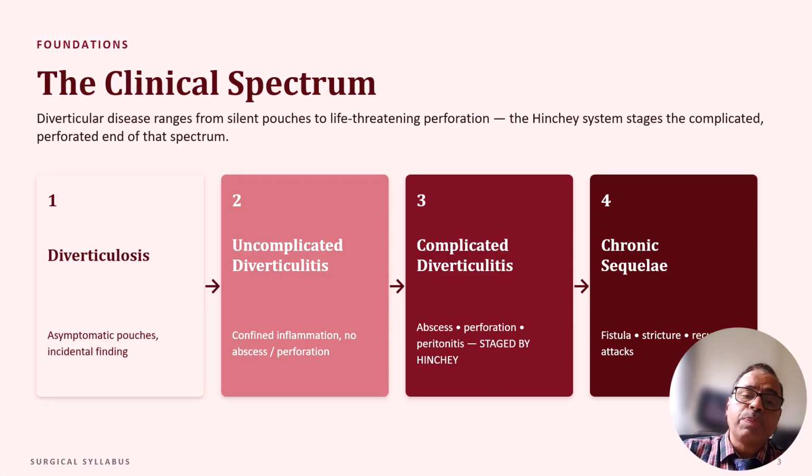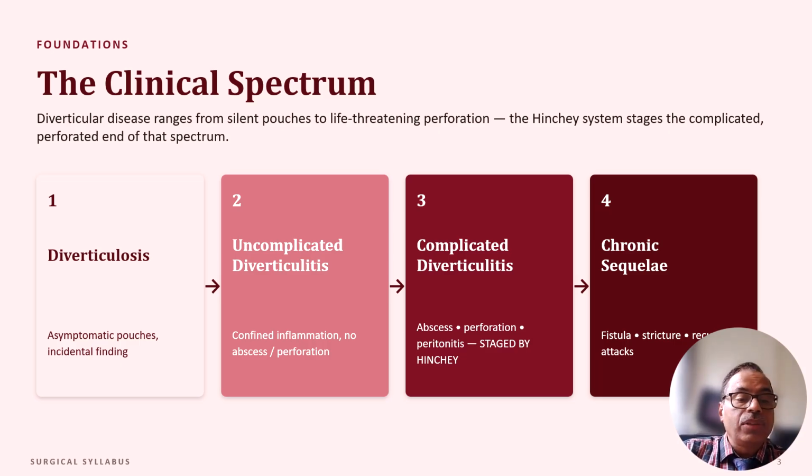Now, there is a wide spectrum of diverticular disease, which can range from a silent, incidental finding on investigations to life-threatening complications like perforation or lower GI bleed. The Hinchey system stages the complicated, perforated end of that spectrum. That is the most important thing. So Hinchey's grading is specifically used for the perforation of the diverticula, which we would see subsequently.